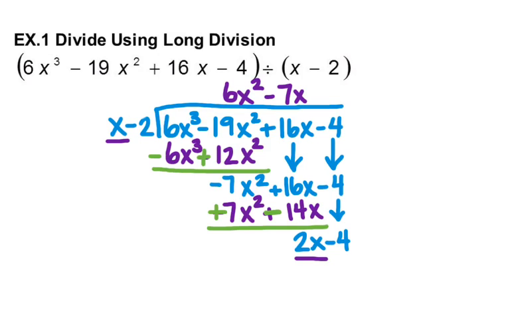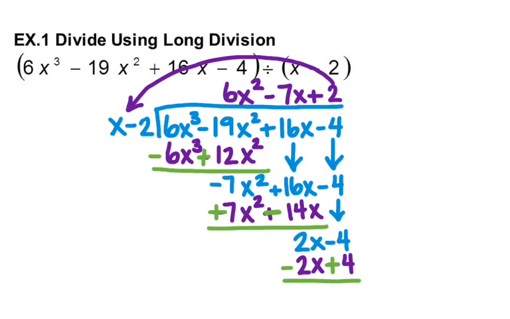Okay, again, x times what equals 2x? Well, that's going to be plus 2. So now I multiply 2 times everything on the outside, so that's going to be 2x minus 4. I'm going to draw the line and change all the signs. This time, when I subtract, I have a remainder of 0.